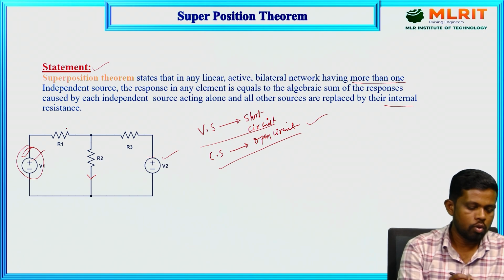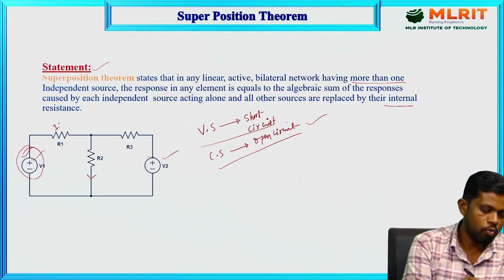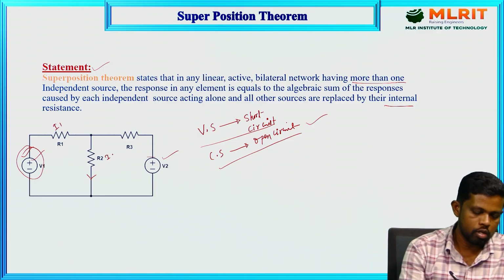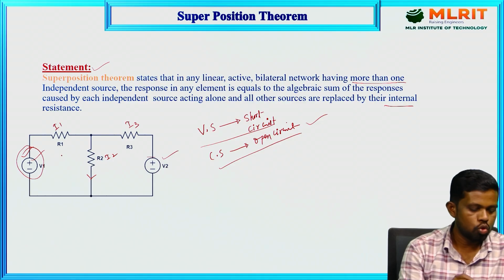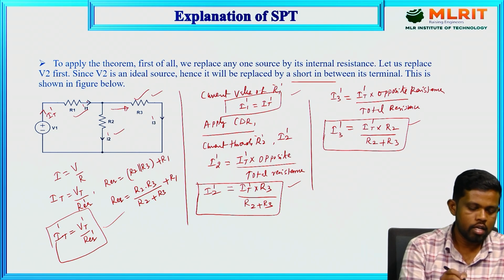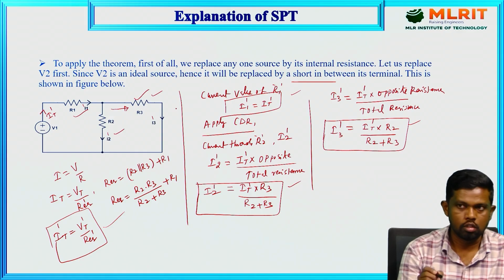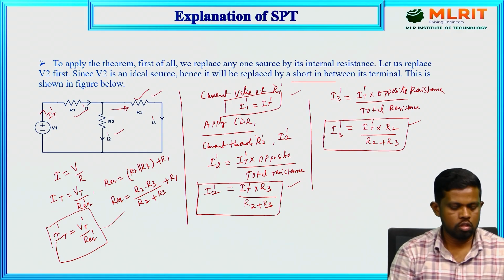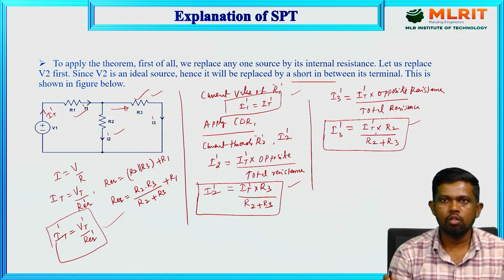Here, the current flowing through the first element is I1, through the second element is I2, and through this element is I3. While connecting source number 1, this one is I1 dash, this one is I2 dash and this one is I3 dash. These are the resultant values of I1 dash, I2 dash, and I3 dash.